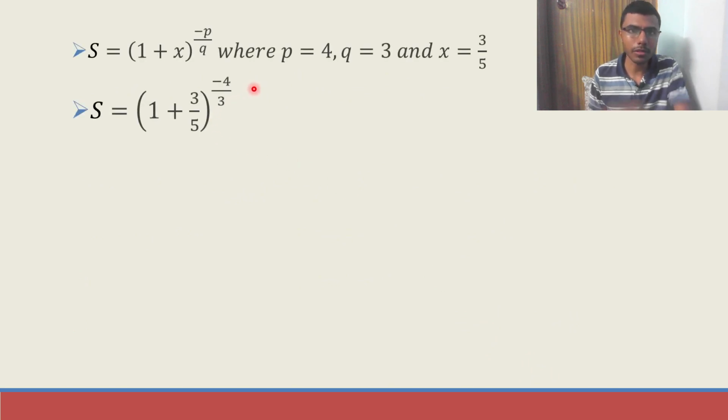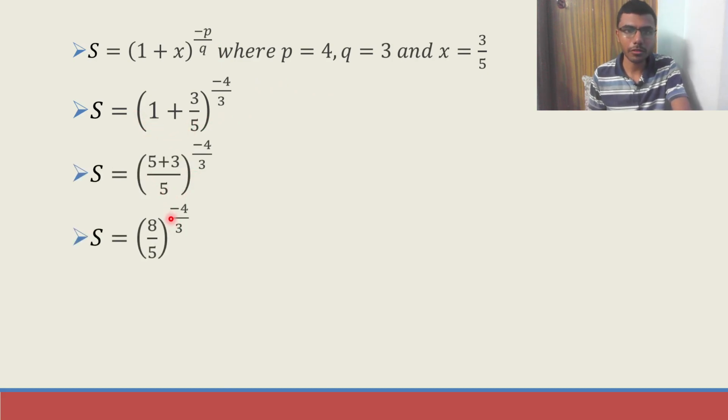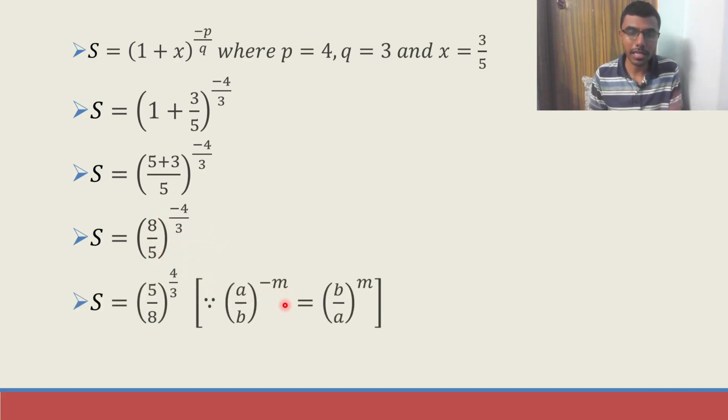Fine. So just substitute now, basic simplification. Okay, x is 3 by 5, and p is 4 and q is 3. Take LCM, 5 plus 3 by 5, and 8 by 5. Now anything power minus, you can just reciprocate it, and this would be 5 by 8 whole power 4 by 3, like a by b whole power minus m is b by a whole power m.